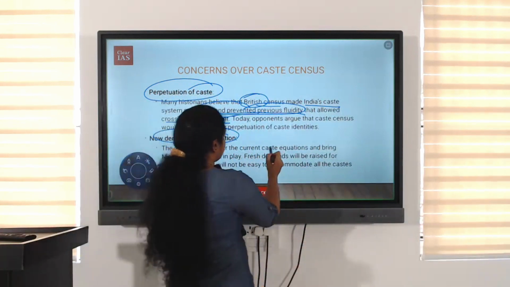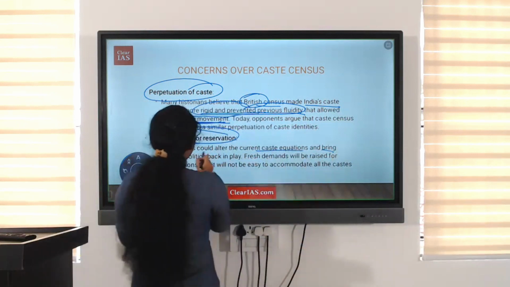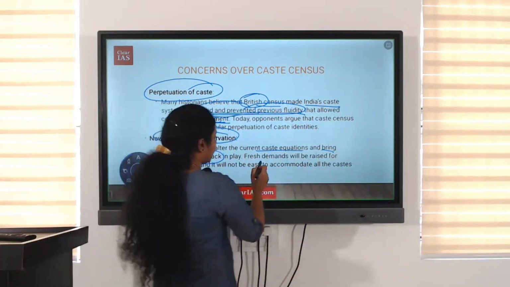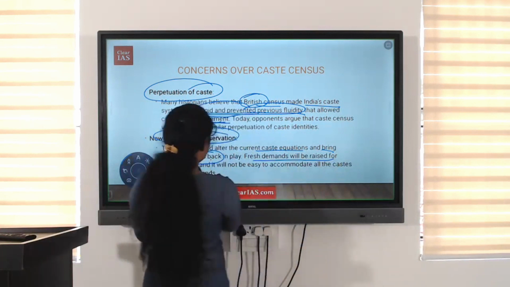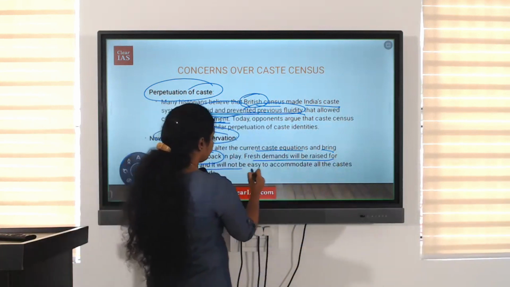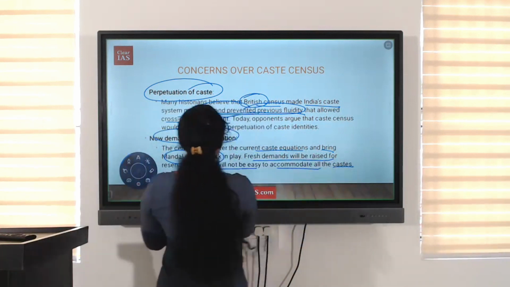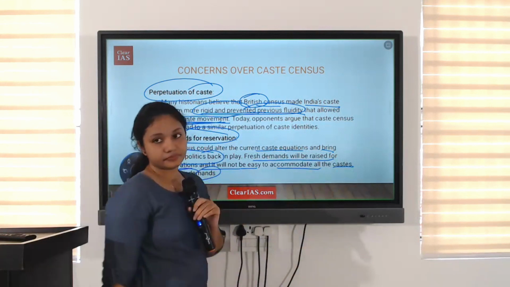A census could alter the current caste equations and bring Mandal politics back in play. Fresh demands will be raised for reservation, and it will not be easy to accommodate all these castes and their demands.